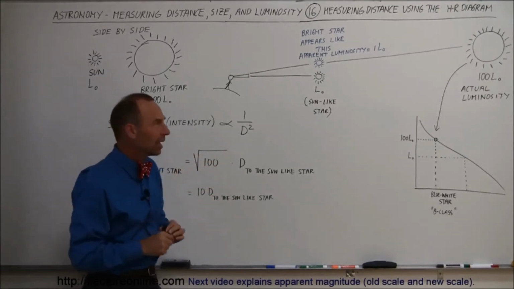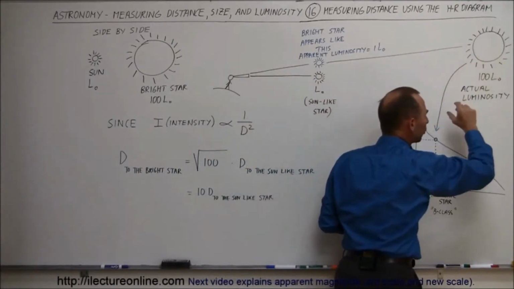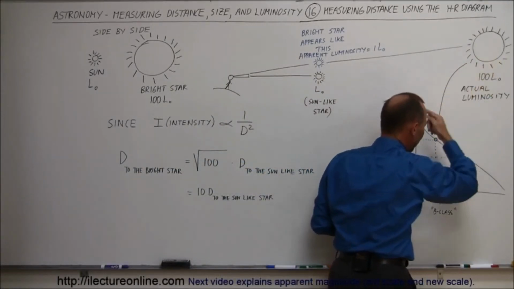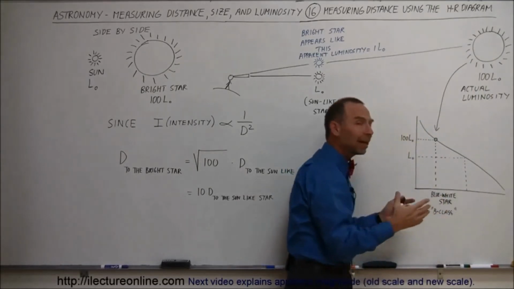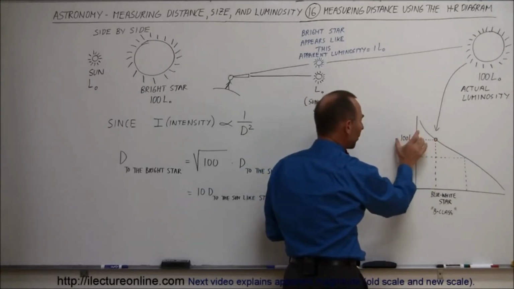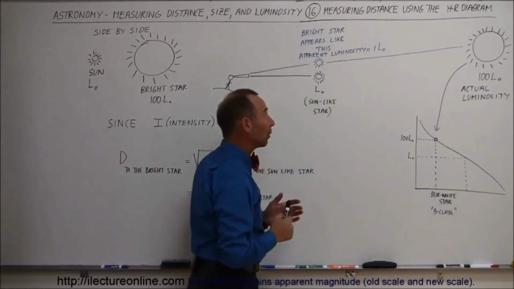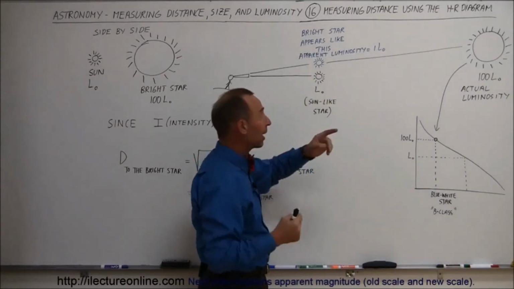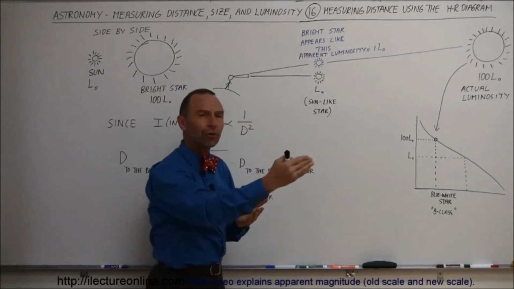But now with the HR diagram, we're able to take a look at this star, look at its color, look at the wavelength of the light coming towards us, and place it on the HR diagram, realizing that it's a B-class star, looks bluish white. We then come up here and realize, wow, it is 100 times as bright as a sun-like star. So now we realize we're looking at a star that's really bright, but it looks no brighter than the sun-like star. So therefore it must be farther away.